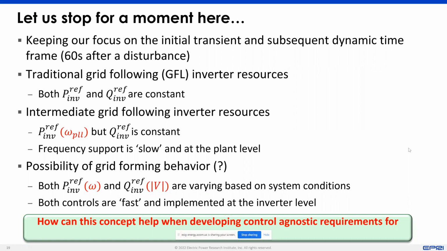Now, this is of course at the terminal, when you're looking at it from the output of the inverter. It's not looking at the exact control law inside the inverter, but we're looking at the output of the inverter: if omega drops, P reference will change fast or increase. If V drops, Q reference will change fast or increase. So when looking at it from the terminal of the inverter, essentially what's happening is you have both frequency control and voltage control implemented at that inverter level. And where this classification helps is it helps develop control agnostic requirements for grid forming inverters. That's what's behind this.